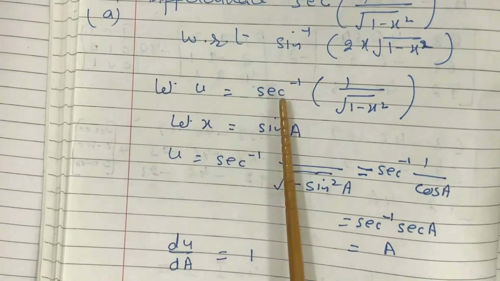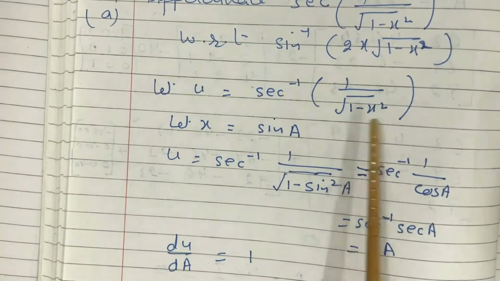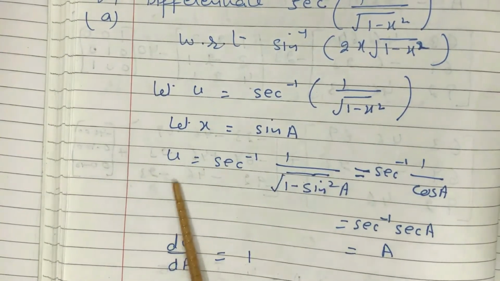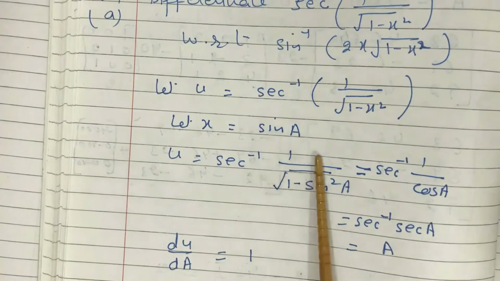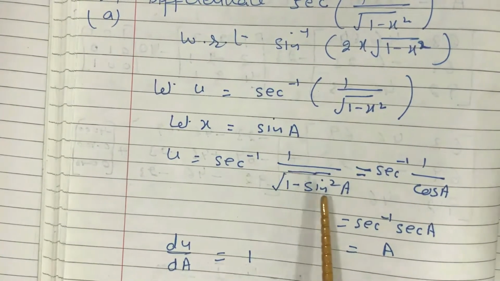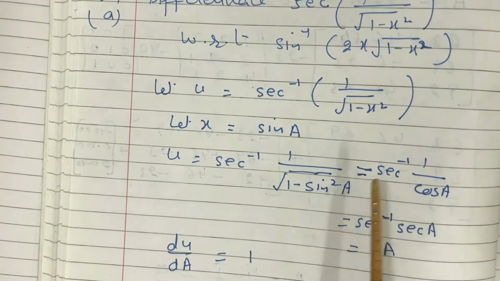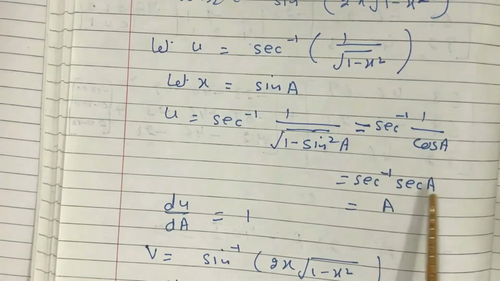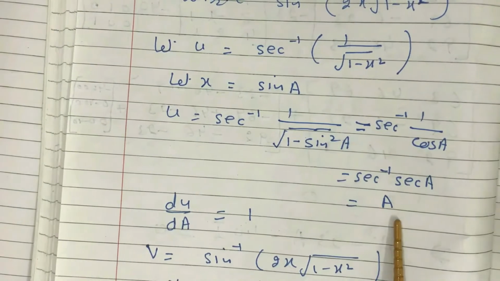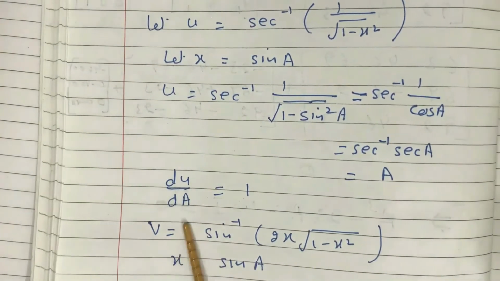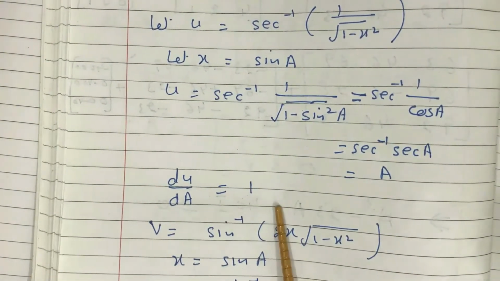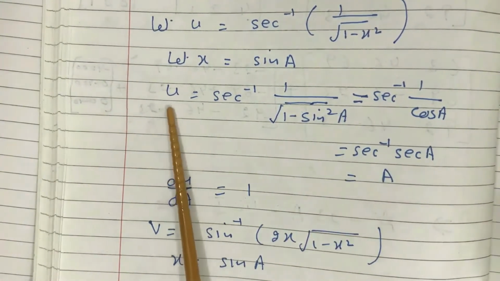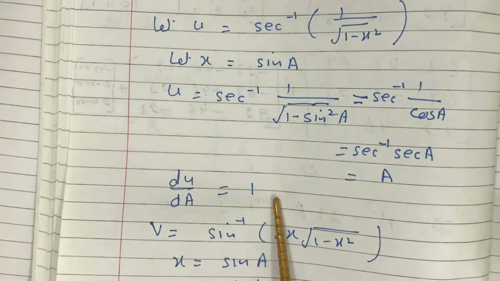Now let u = sec inverse (1/root(1 - x square)). Take x = sin a. It means u = sec inverse (1/root(1 - sin square a)). That is equal to sec inverse (1/cos a). That is sec inverse sec a, that is equal to a. So u = a, then find du/da, that is equal to 1.